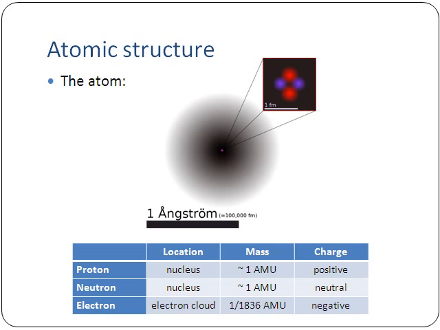Atoms, though, can be broken down into further parts. As you can see at the bottom, we have a table of the three types of fundamental particles that make up the atom. Those are the proton, the neutron, and the electron. Now, the proton and the neutron both have a location in the nucleus. In our drawing right here, the nucleus is at the very center of the atom, right in there.